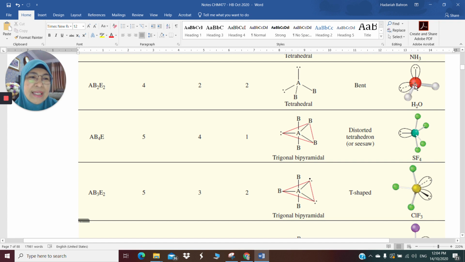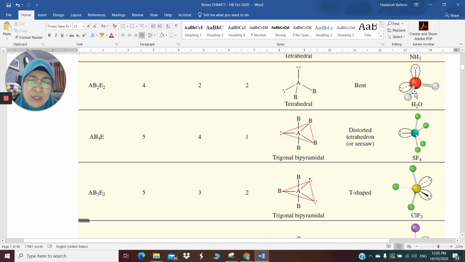Because if you draw the Lewis diagram of water, you're going to have oxygen in the middle, two hydrogens, and two lone pairs of electrons. And the two lone pairs of electrons occupy very, very huge space at the top. And this angle is a lot less than 109.5.